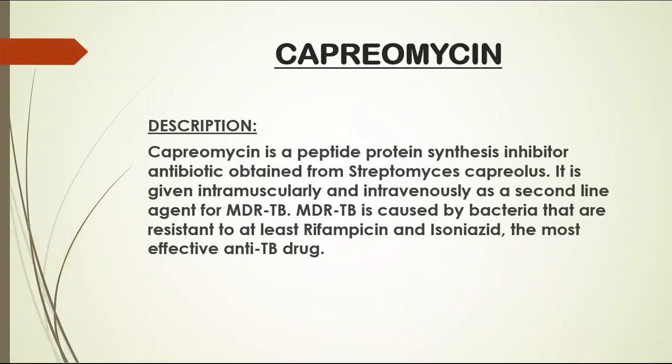The drug which I am going to talk about is Capreomycin. Capreomycin is a peptide protein synthesis inhibitor antibiotic which is obtained from Streptomyces capreolus. It is given intramuscularly and intravenously as a second-line agent for multi-drug resistant tuberculosis. MDR-TB is caused by bacteria that are resistant to at least rifampicin and isoniazid, which are the most effective anti-TB drugs.